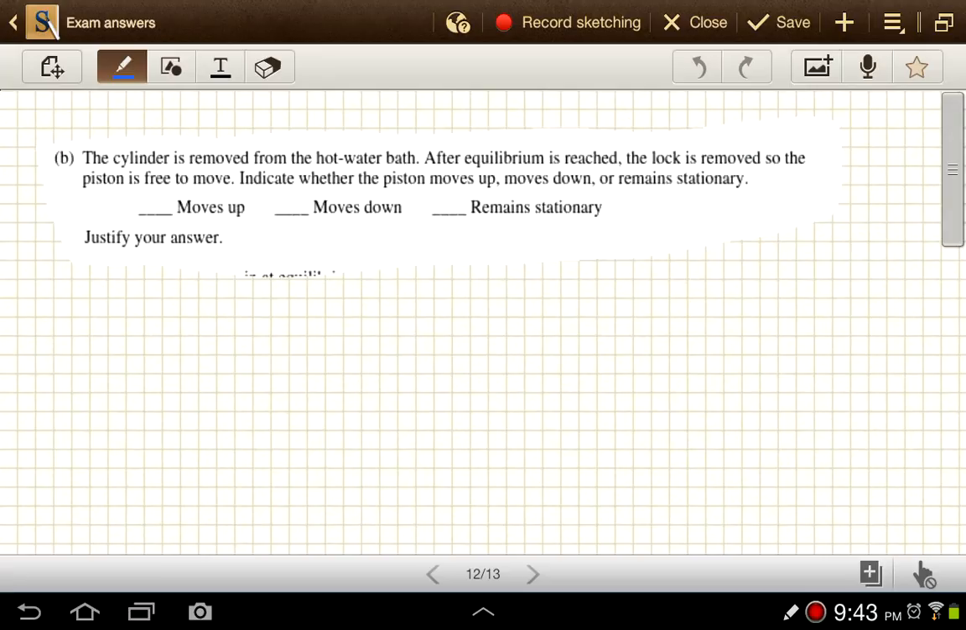Okay, next piece. This one is tricky for sure. So we take the cylinder out of the hot water bath and we let it cool off. It says after equilibrium is reached. So basically this means our cylinder is back to the same state it was at before we put it into the hot water bath. So the temperature has fallen back down, the pressure has fallen back down.